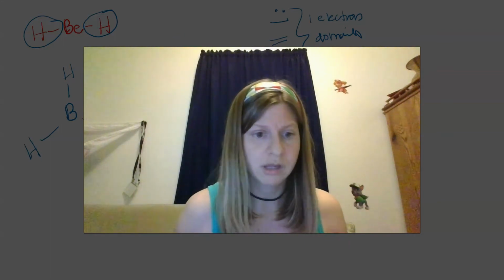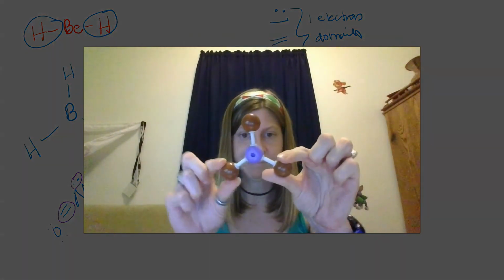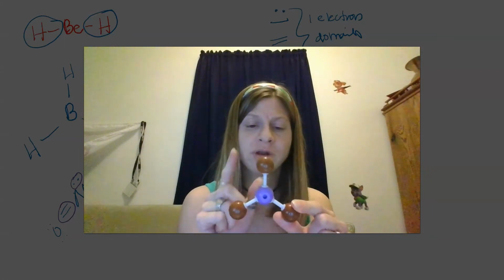If I had something like this buddy, the nitrogen, if we're counting electron domains, has 1, 2, 3 electron domains. So its electron domain geometry is trigonal planar. Bam. But in real life, one of them will be a double bond, one of them will be a single bond, and one of them will be a lone pair.